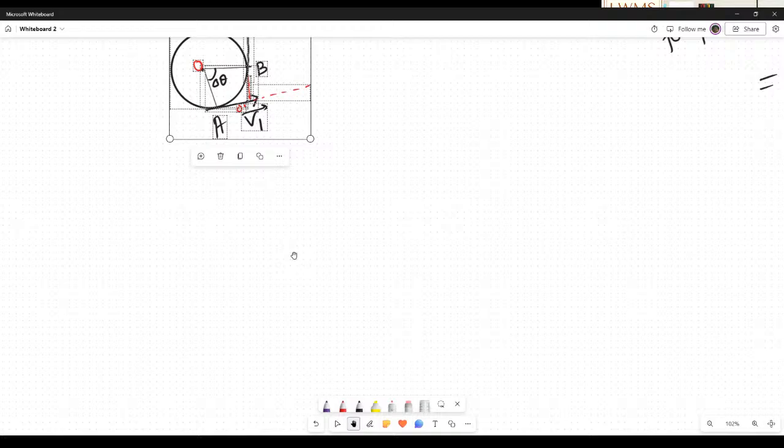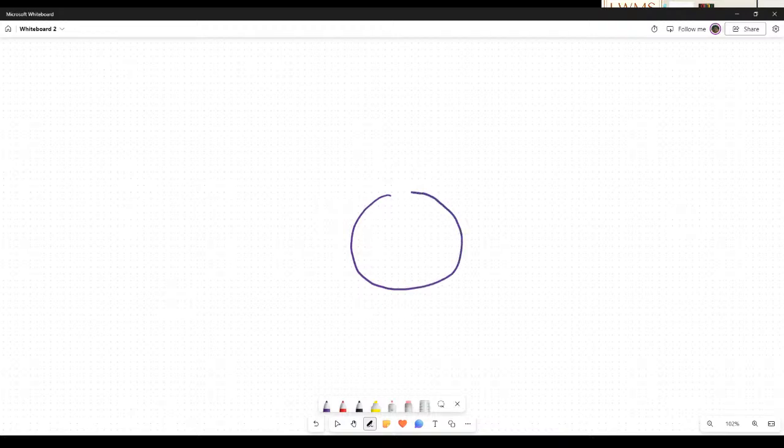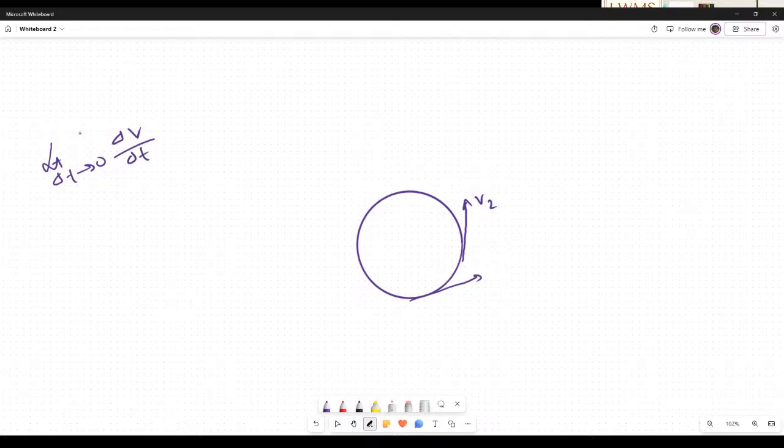Now, tell me how to find that difference. Let me draw a bigger diagram. This is our V1, this is V2. Vector subtraction, all of you know. We are going to find the limit as delta t tends to 0 of delta V by delta t. Okay?